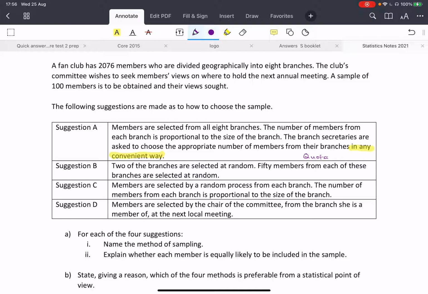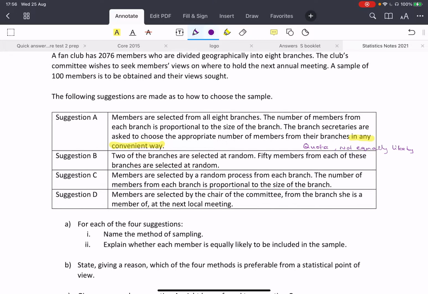And then it says, explain whether each member is equally likely to be included in the sample, and that is nah. Not equally likely. My branch is 250 people, and I've got to find 30 people. I'm going to do the ones who are easiest to contact. I'm not doing a random sample and not insisting I get that information. So not everybody's likely to be chosen. It's more the ones that I have contact details for and get a response from very quickly.